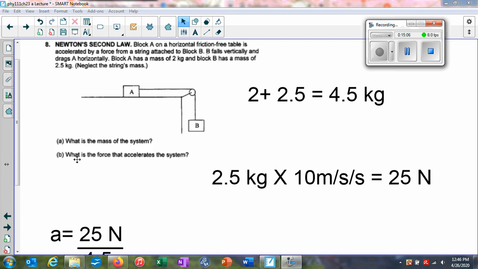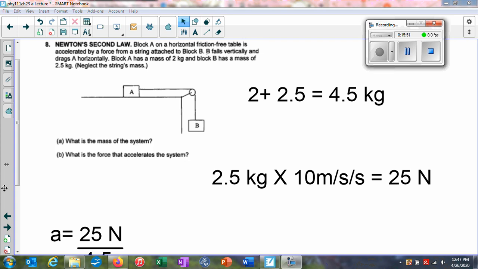All right, B says, what is the force that accelerates the system? It's gravity acting on B. That is what is causing this to move. That is the thing that is accelerating the system. But I can talk more intelligently about it than just saying gravity acting on B. I know that B alone has a mass of 2.5 kilograms. I know the constant acceleration due to gravity is 10 meters per second every second. So I have mass times acceleration. I get 25 newtons of force. That is what is accelerating the system.